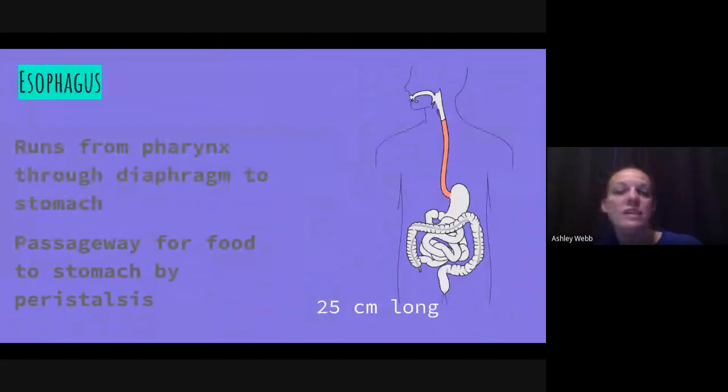Then we have the esophagus. This runs from the pharynx all the way through the diaphragm down to the stomach. It's the long tube that connects the pharynx to the stomach. It's about 25 centimeters long, and it's the passageway for food to the stomach. The same process occurs, the peristalsis, squeezing and pushing, propelling it down.